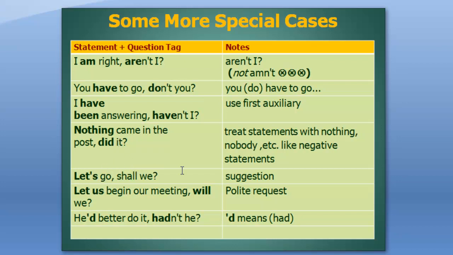Let's go, shall we? This is a suggestion. Let us begin our meeting, will you? This is a polite request, not a suggestion. He'd better do it, hadn't he? Apostrophe d is the short form of had.